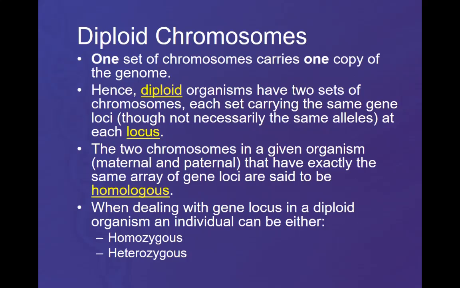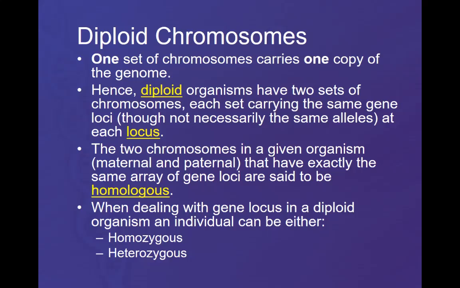Each set carries the same gene loci. Locus is the position, though not necessarily the same alleles, at each locus. Okay, so these underlined words here are some key vocabulary that you should definitely know. Locus is the position, loci being its plural, and you can only have one allele per chromosome at a particular locus. The two chromosomes in a given organism, remember the maternal and the paternal, that have exactly the same array of gene loci are said to be homologous. This is that homologous pair we talked about when we were going over meiosis.